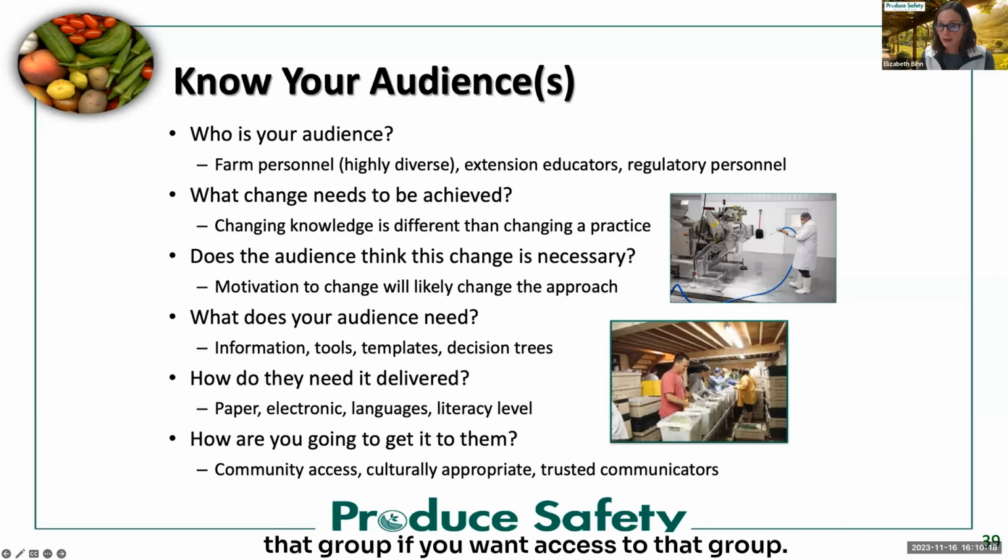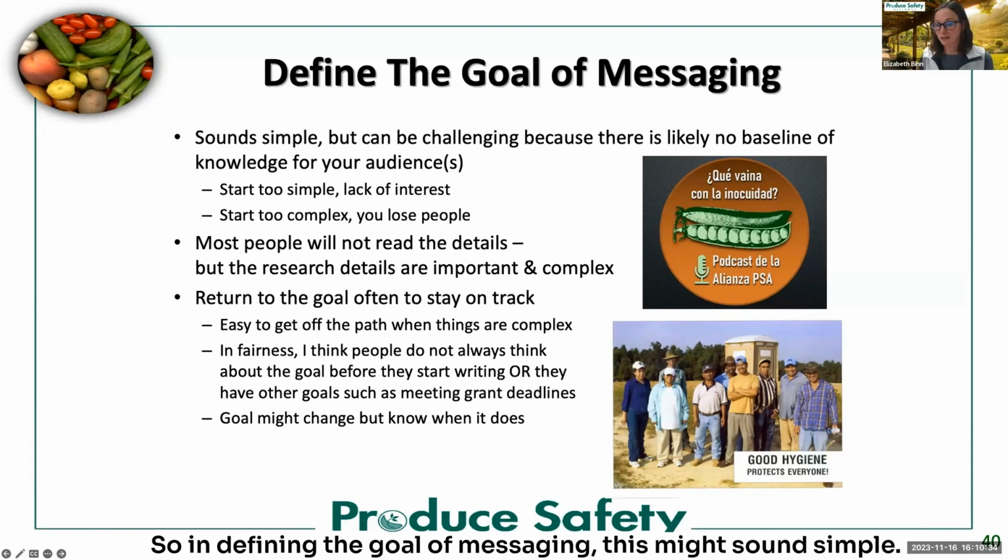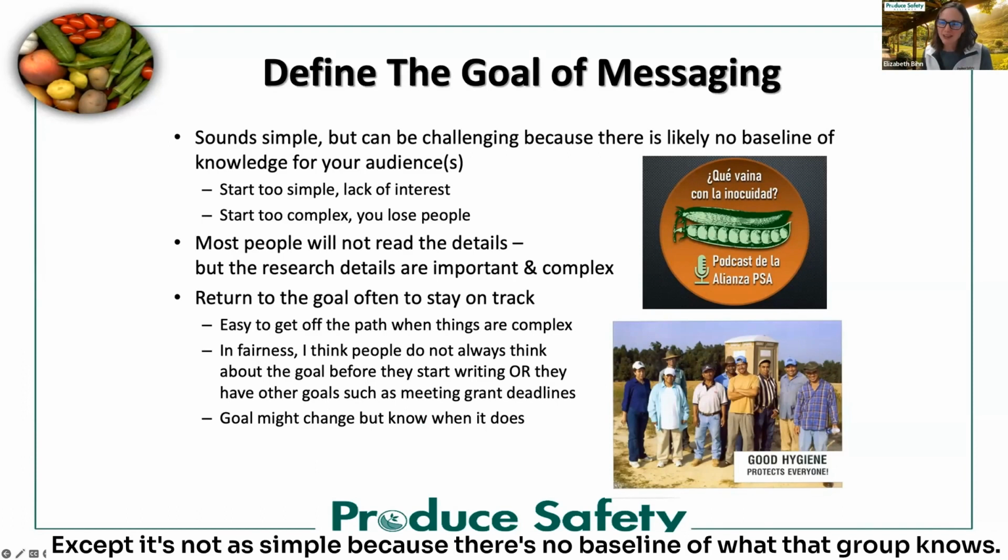And it's important to think about who is that trusted communicator and how do I make a relationship with them? Next slide. So in defining the goal of messaging, this might sound simple. Oh, I just want to teach them this. That's really simple. Except it's not as simple because there's no baseline of what that group knows.